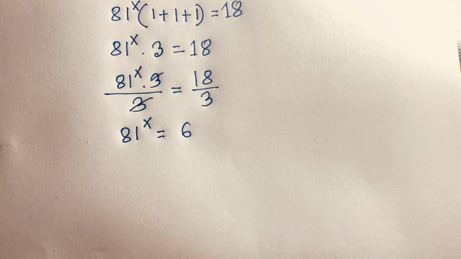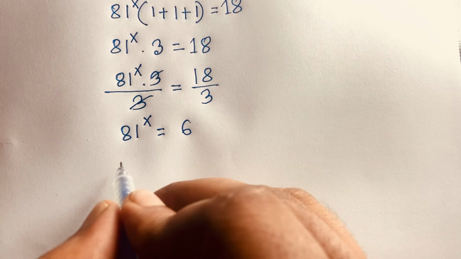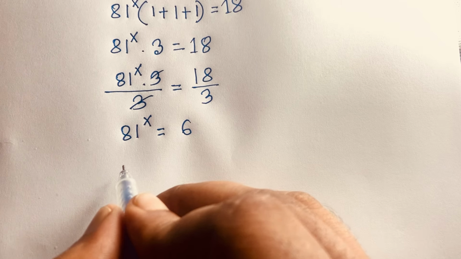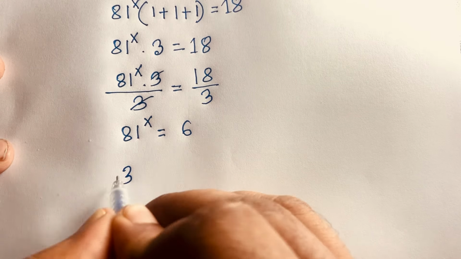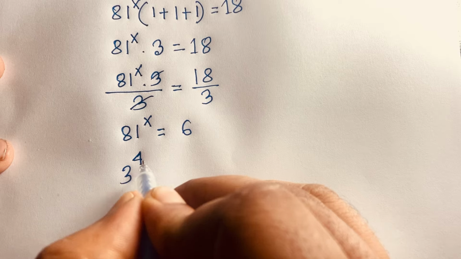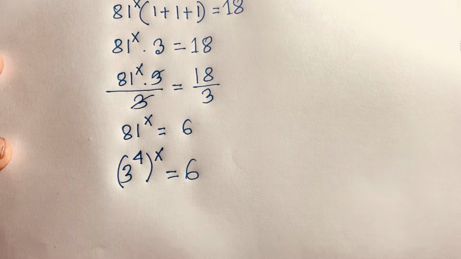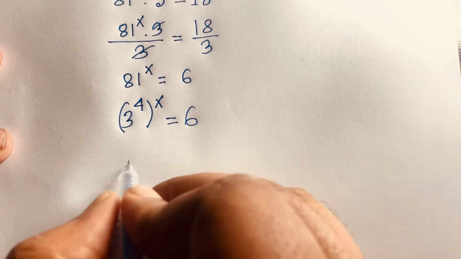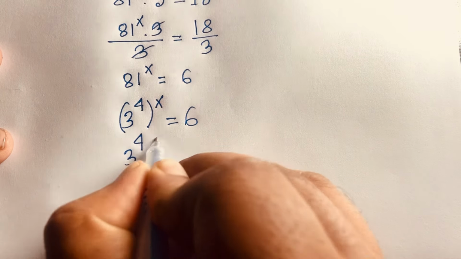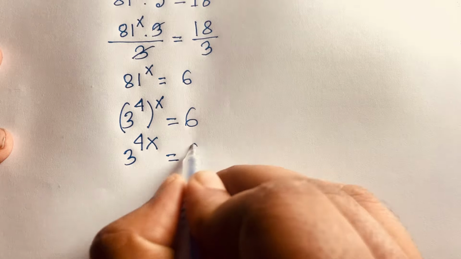Yes, now I can see 81 will be 3^4. Look, 3^4, it will be (81) to the power x is equal to 6. Now this equation becomes 3 to the power 4x, according to exponential rules, and here is 6.